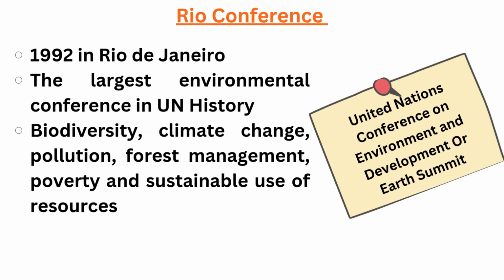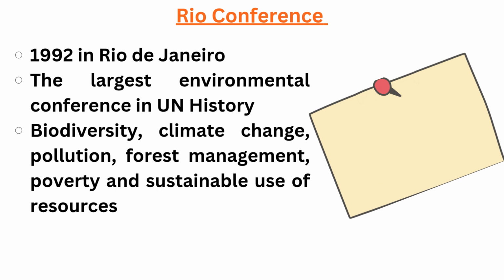The Rio Conference, popularly called the United Nations Conference on Environment and Development, or the Earth Summit. It was signed in 1992 at Rio de Janeiro. It was considered the largest environmental conference in UN history. Its focus areas were biodiversity, climate change, pollution, forest management, poverty, and sustainable use of resources. The main agreements and documents signed under the Rio Conference were the Declaration on Environment and Development, Convention on Biological Diversity, United Nations Framework Convention on Climate Change, and Agenda 21.